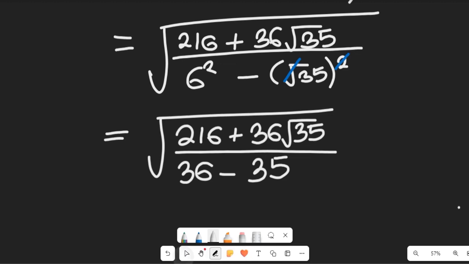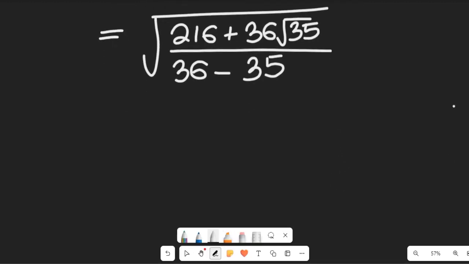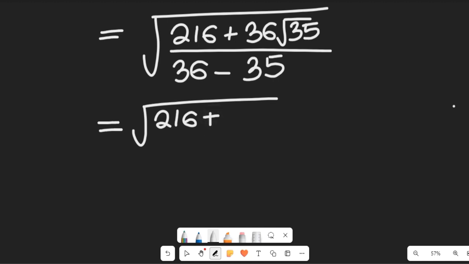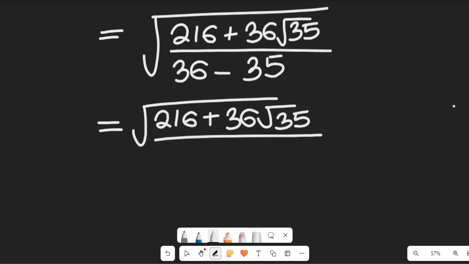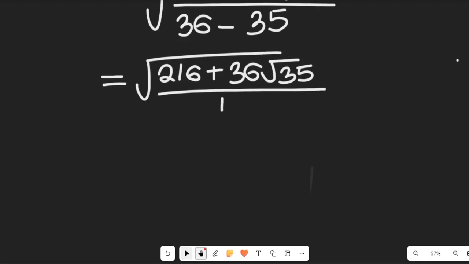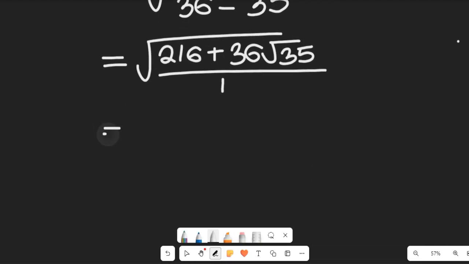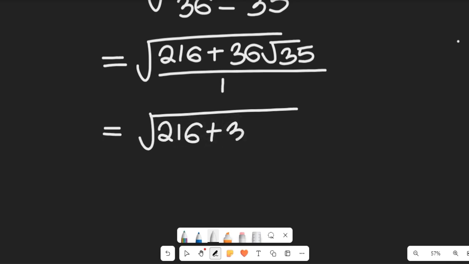So that has automatically reduced the denominator, and hence my solution will be the square root of 216 plus 36 multiplied by the square root of 35, all divided by 1. Great. Now, in the next step, what I'm simply going to do is to find the square root of 216 plus 36 multiplying the square root of 35.